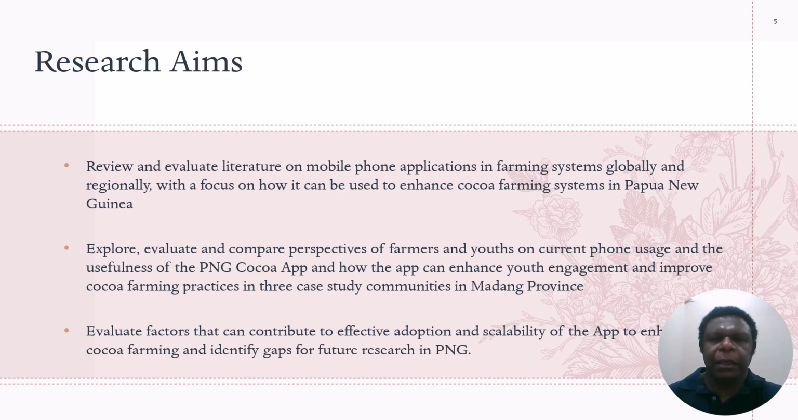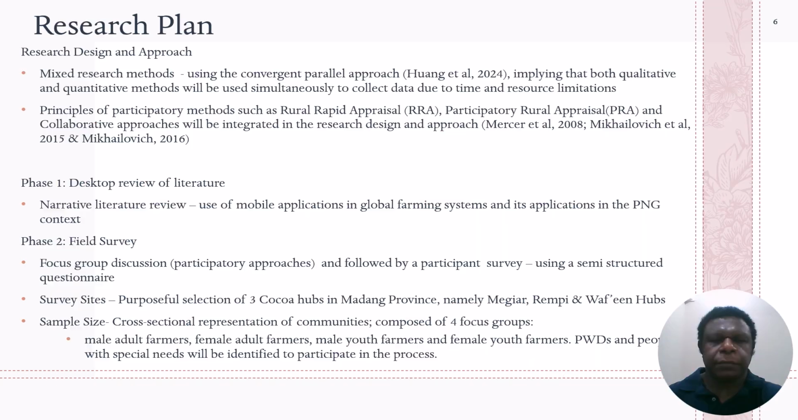And thirdly, evaluate factors that can contribute to effective adoption and scalability of the app to enhance cocoa farming and identify gaps in future research in PNG. Here we have the research plan.